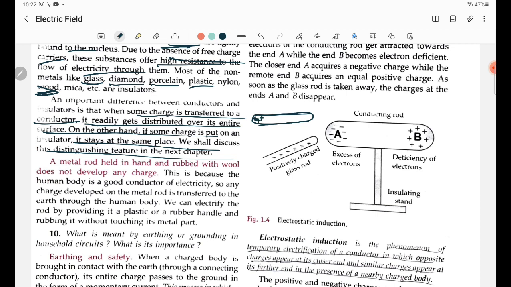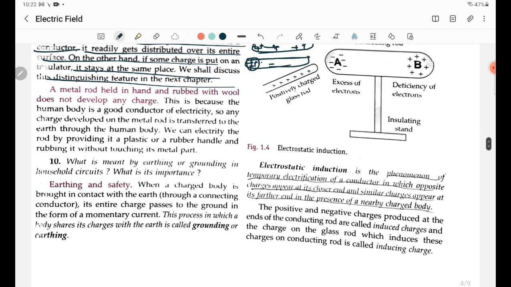Here I am making it charge. This will get distributed throughout the body. But for an insulator, it is accumulated in this part only. It will not get distributed. Okay, so a metal rod held in hand rubbed with wool does not develop any charge.